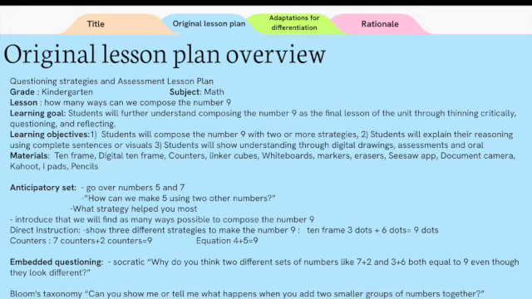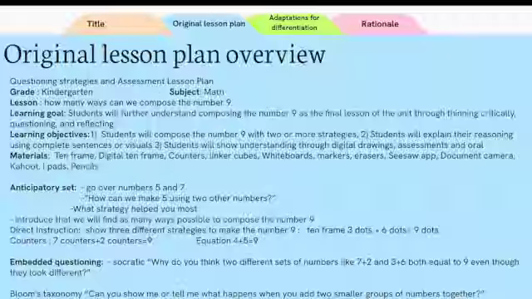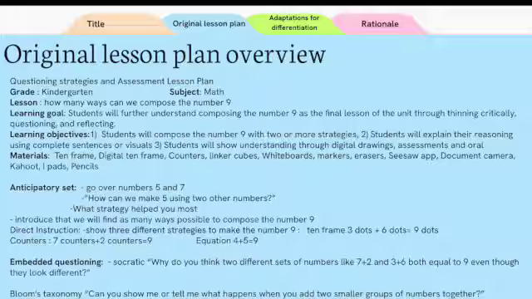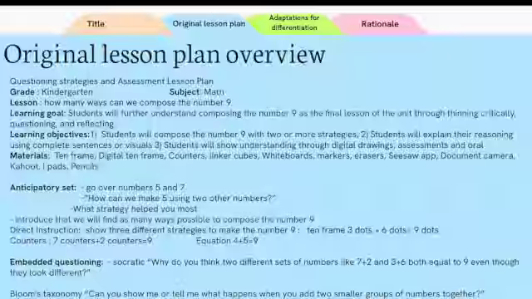Okay, so the first thing that I'm going to be doing is going over my original lesson plan. This is more of an overview of all the different things that I have integrated into this lesson plan. The original lesson plan is based on questioning strategies and assessment. This is for a kindergarten classroom for math, and the lesson is going over how many ways can we compose the number 9. Our learning goal is that students will further understand composing the number 9 as the final lesson of the unit through thinking critically, questioning, and reflecting.